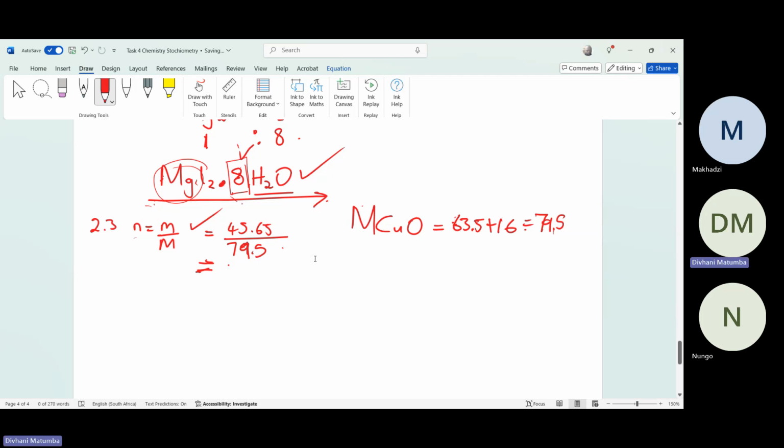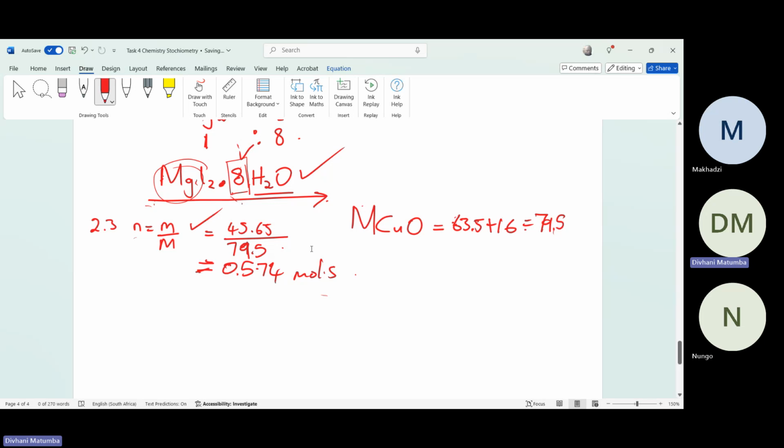What is the problem? No, I can't find my calculator, and it was in my bag. Oh, okay. Nungo, how much are you getting? 0.574 mole. Okay, 0.574 moles.